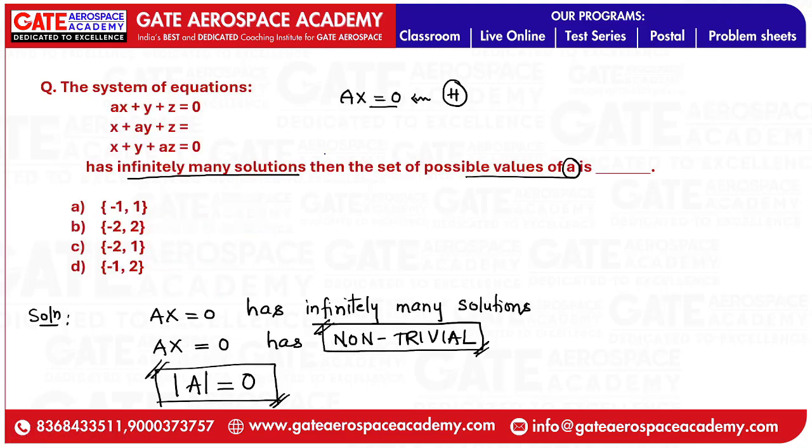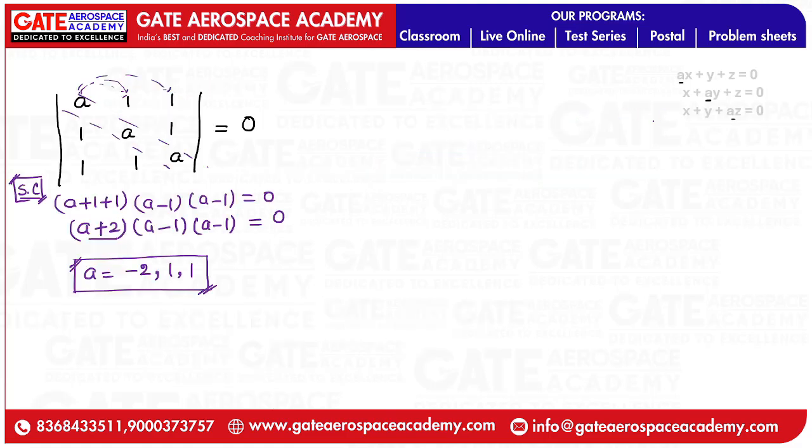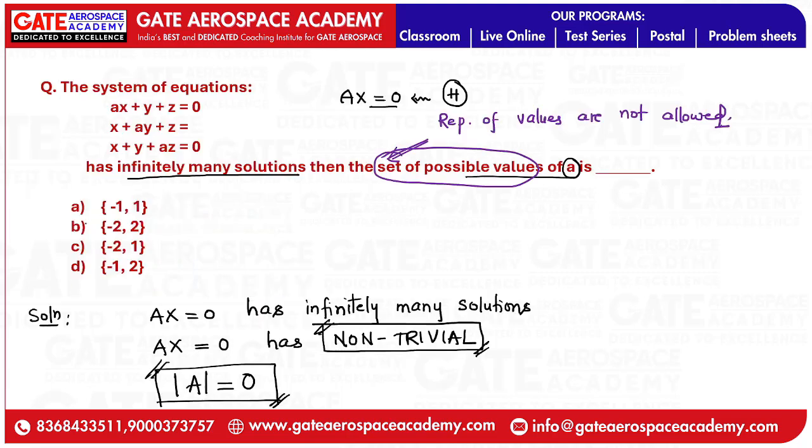Now, coming to the question, he said the set of possible values. When he says set, we already know repetition of values is not allowed. You remembered? Good. Here, 1 is repeating how many times? 2 times. So we write minus 2, and instead of 2 times we write only 1 time. So our answer is minus 2 comma 1. Check the options: minus 2 comma 1 is the third option. So the correct answer is the third option.